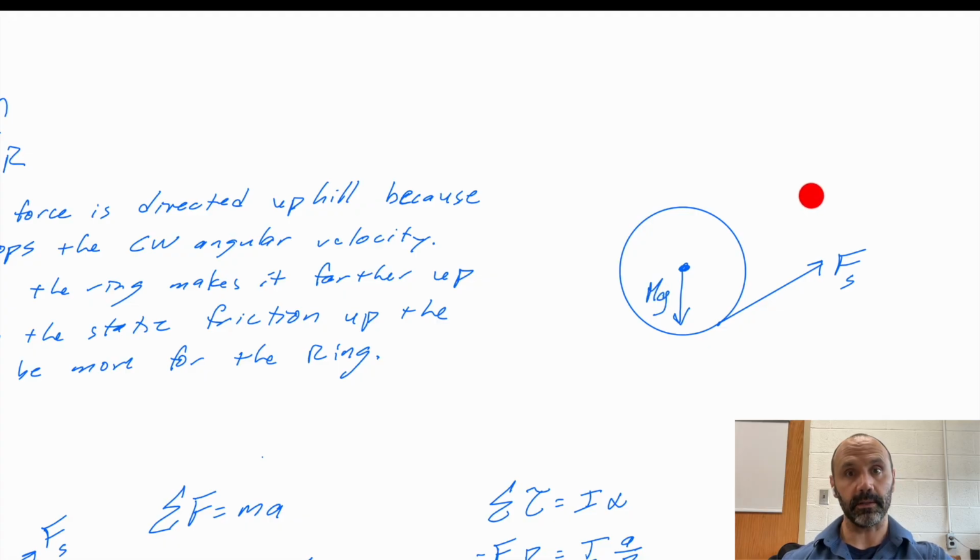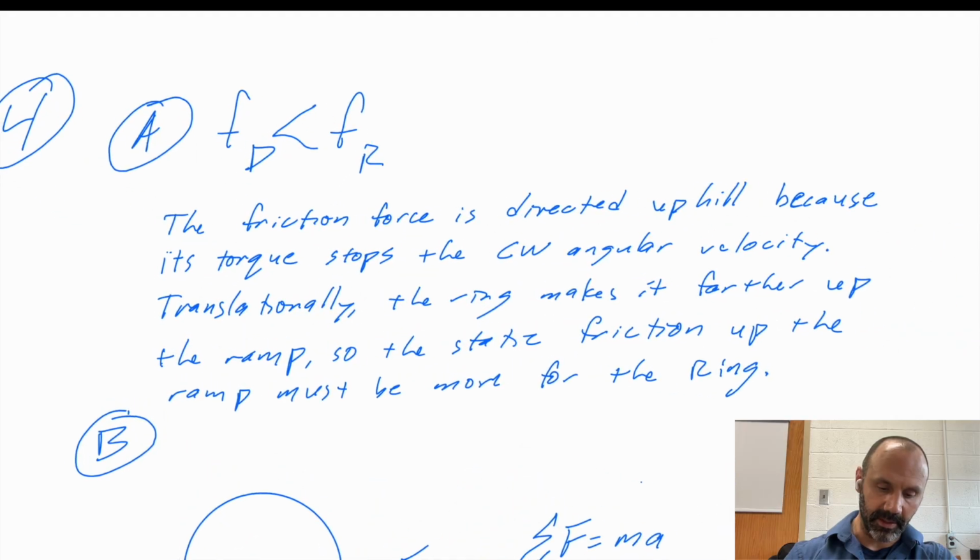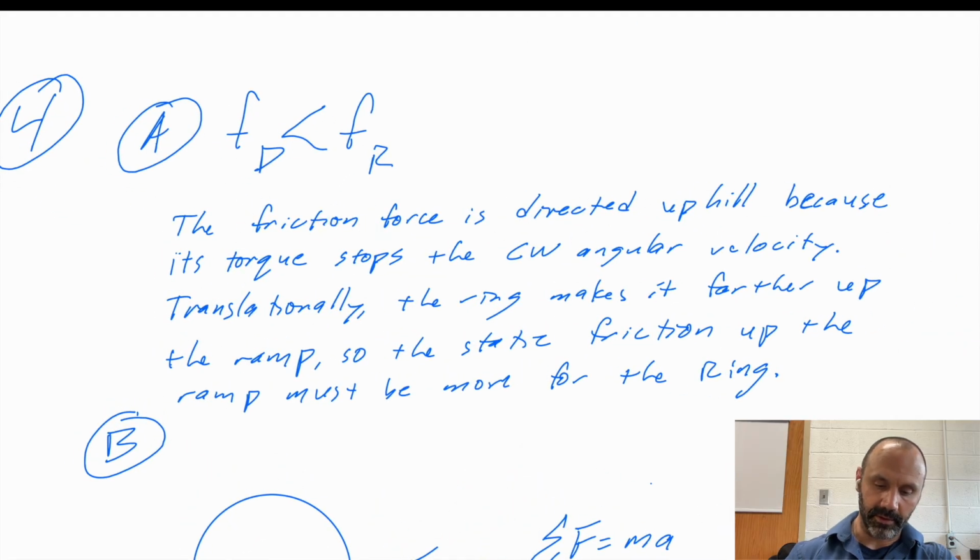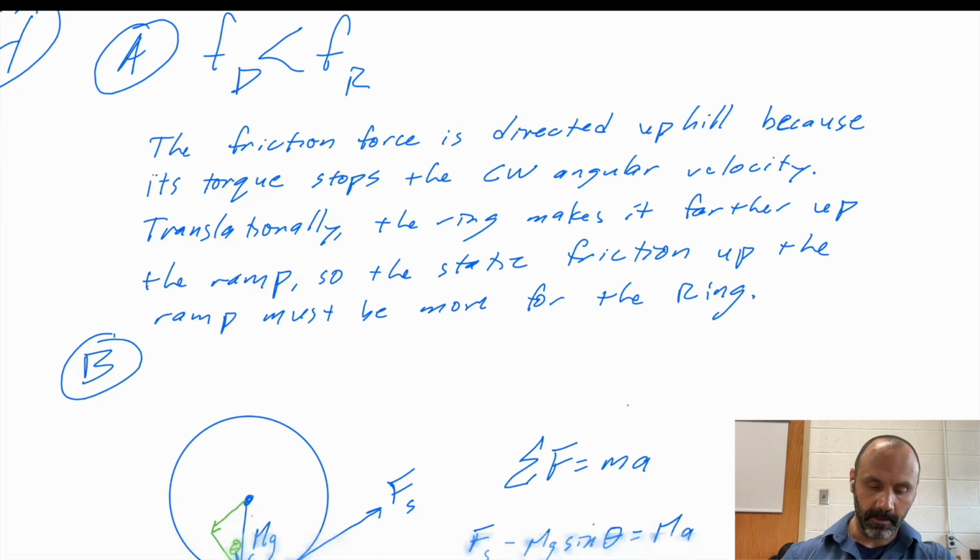And which one is that? That's the ring. Right? And so that's what I kind of explain here: that friction force is directed uphill. So translationally, the ring makes it farther up, and so the ring must have a higher static friction force. And so that's what's indicated here with those symbols.